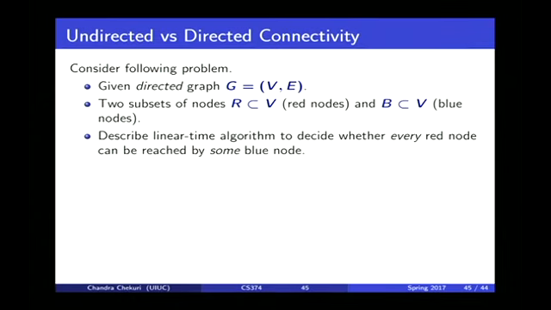So here is another variation of this, just to make you think again. A small twist on the problem. I now have a directed graph, again with red and blue nodes. I want to know whether every red node can be reached by some blue node. So the quantification is important. What do you understand from this question?